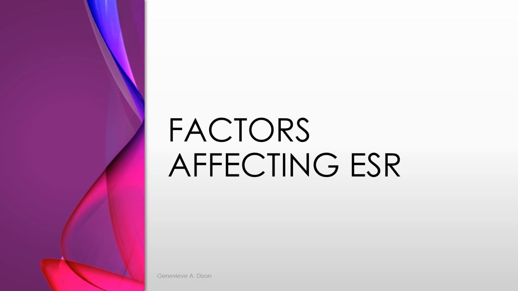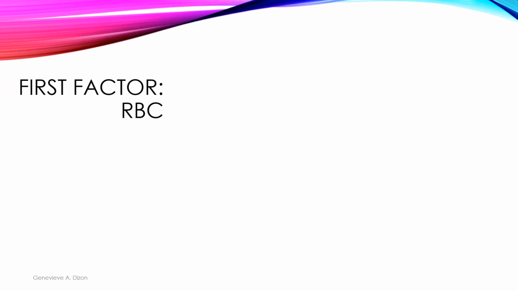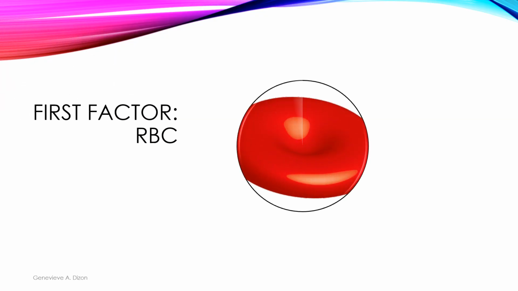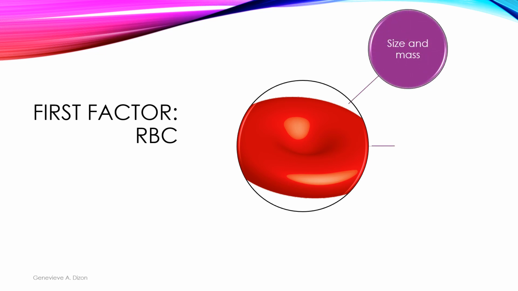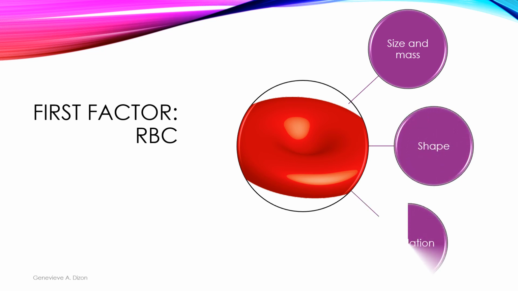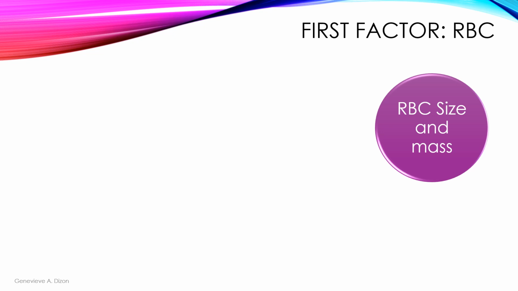Let's discuss the different factors that may affect ESR determination. The first factor is red blood cell. Now, there are a lot of conditions about a red blood cell that can influence ESR determination. The size and mass of the red blood cell can affect ESR. Its shape can also affect ESR, and the population of the red blood cells in the blood can definitely affect ESR as well. A factor of chief importance in determining the distance that the red blood cells would fall is the size or the mass of the falling red blood cell.